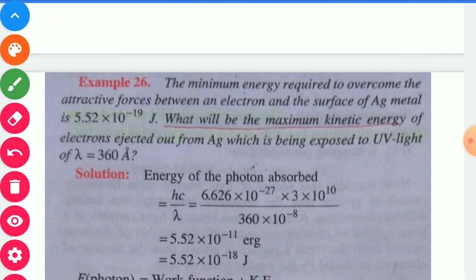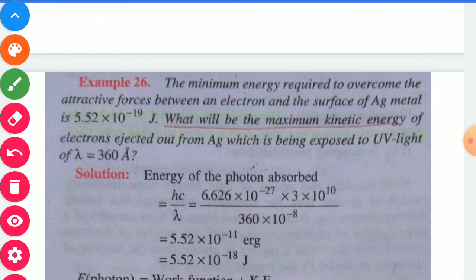Now students, you have to solve some numerical problems based on the photoelectric effect. First question: the minimum energy required to overcome the attractive force between the electron and the surface of silver metal is 5.52 × 10^-19 joule. What will be the maximum kinetic energy of electrons ejected out from silver which is being exposed to ultraviolet light of wavelength λ = 360 angstrom?